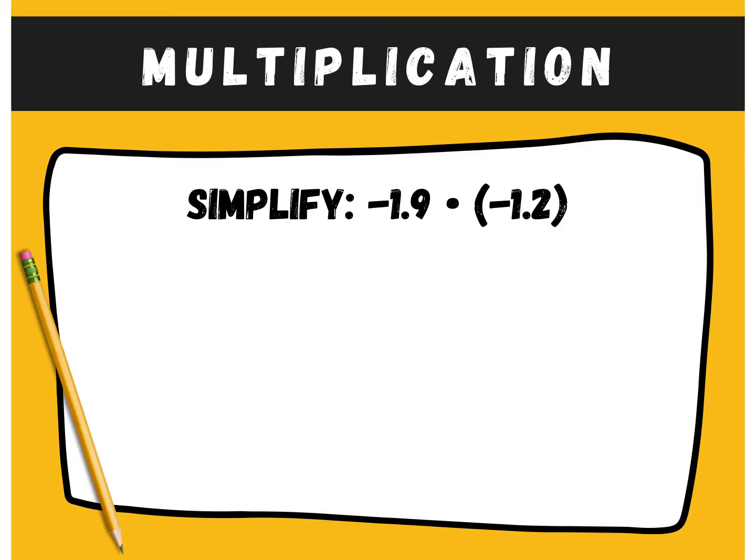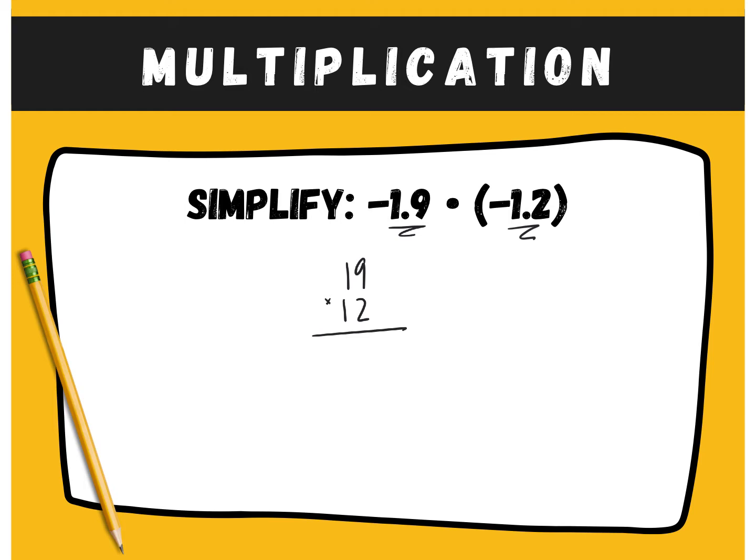Here we are multiplying negative 1.9 times negative 1.2. And to multiply rational numbers, to multiply decimals, we actually multiply a lot like we would normally with whole numbers or counting numbers. And we kind of ignore the decimals until the very end. So the first thing I'm going to do is write down 19 times 12. So it's not exactly 19 times 12, but when we multiply, we pretend as if it is from the get-go.